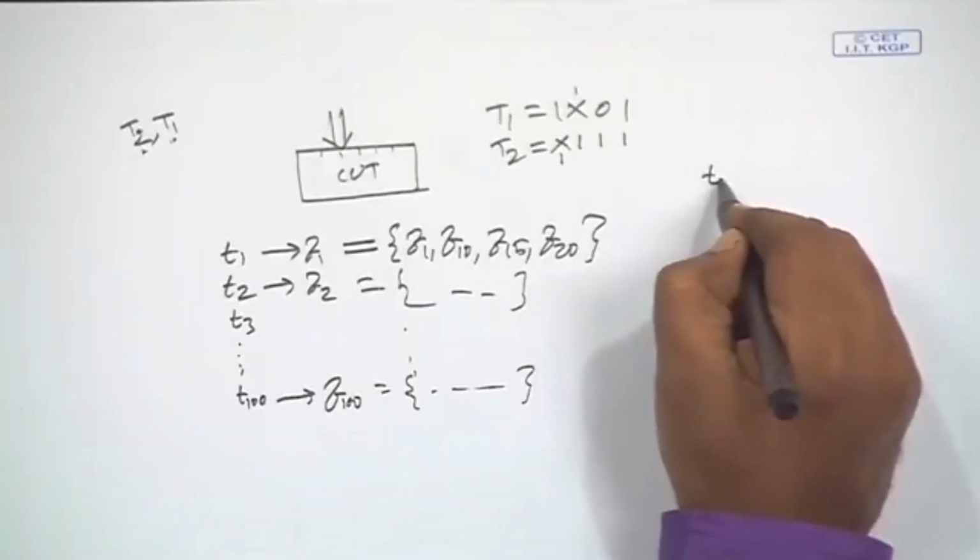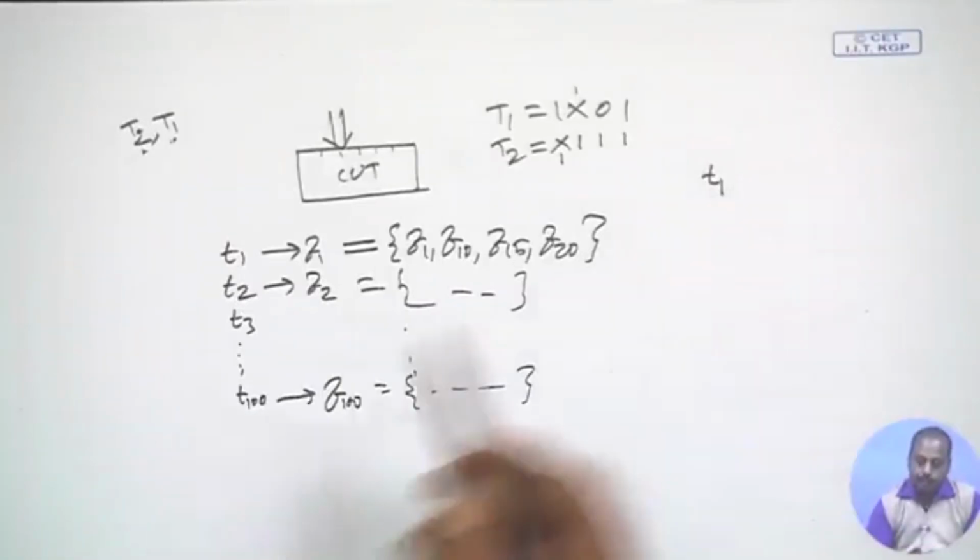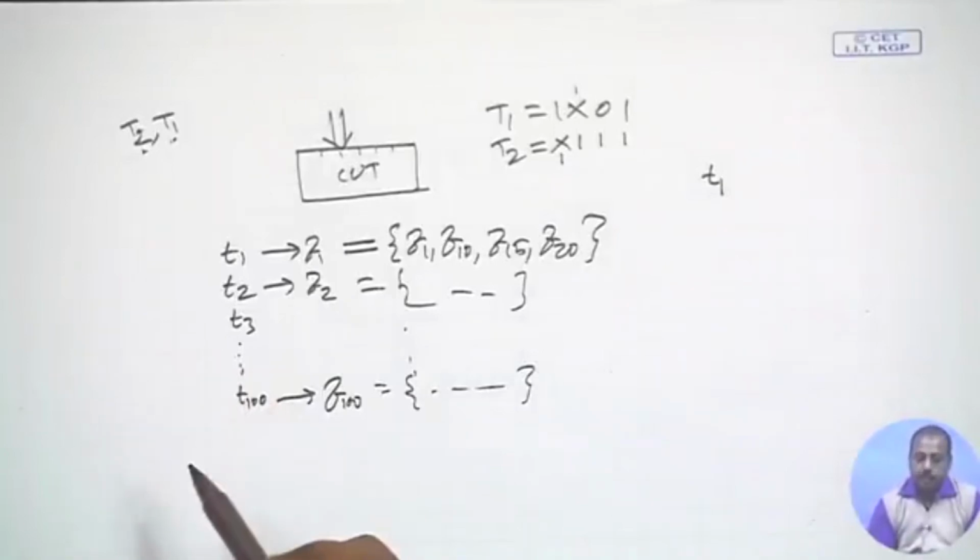So, we can see that suppose we first apply T1, now I have a choice. I can apply T2, I can apply T3, I can apply T4, I can apply T100, it does not matter.